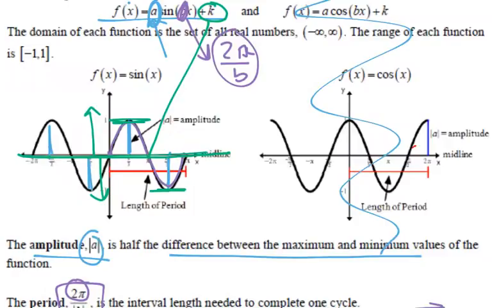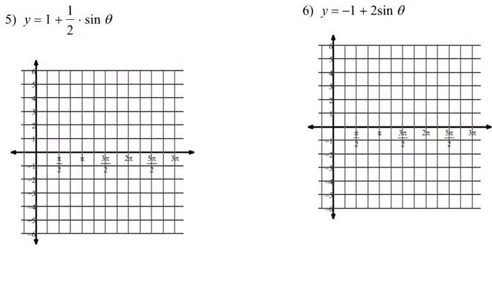Okay, same idea regardless of degrees or radians. Okay, now let's take a look. Now we're adding some more stuff to it, okay? So, once again, 0, pi, 2 pi, 3 pi halves, pi halves. There's my parent graph, right?